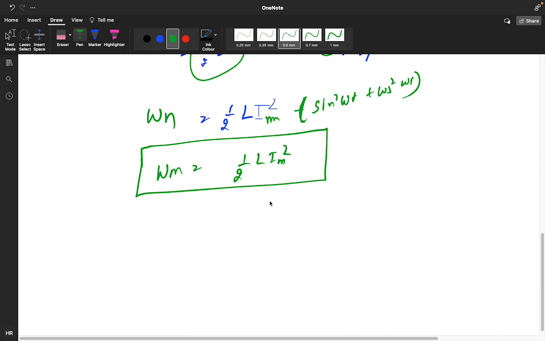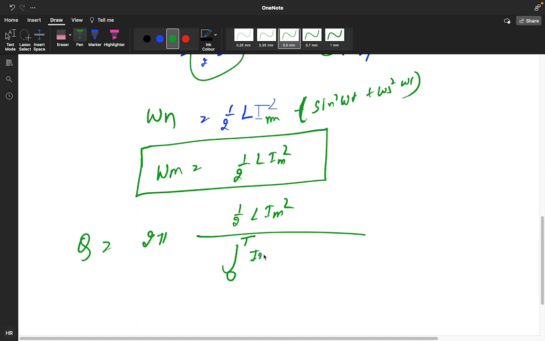Now you want to find the maximum energy stored. So quality factor is what? Quality factor is 2 pi times, what I told you, maximum energy stored. Maximum energy stored, what are you getting? Half L Im square. And total energy stored will be the integral from 0 to T of I RMS the whole square into R into dt.